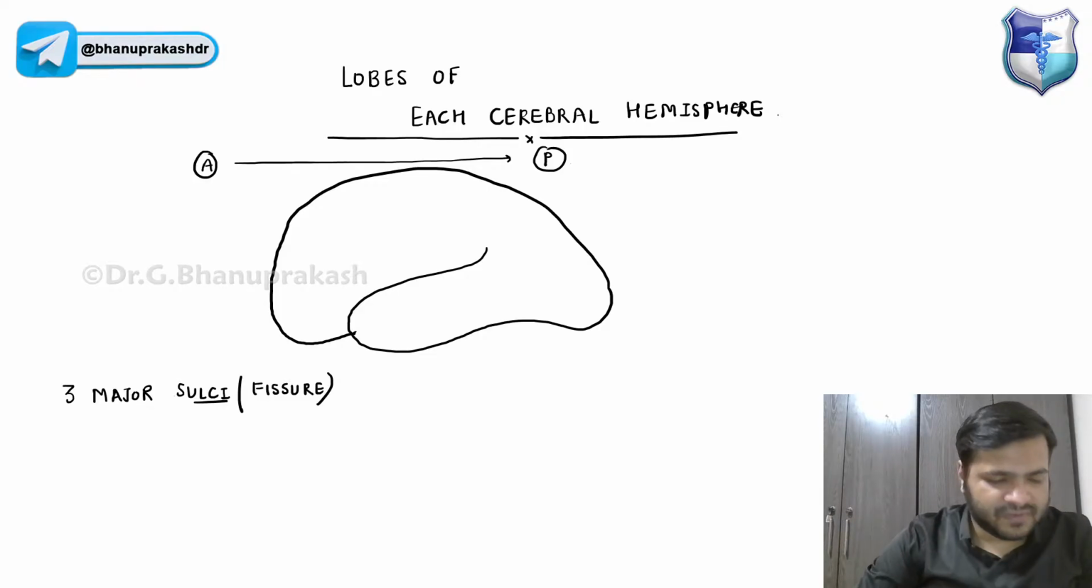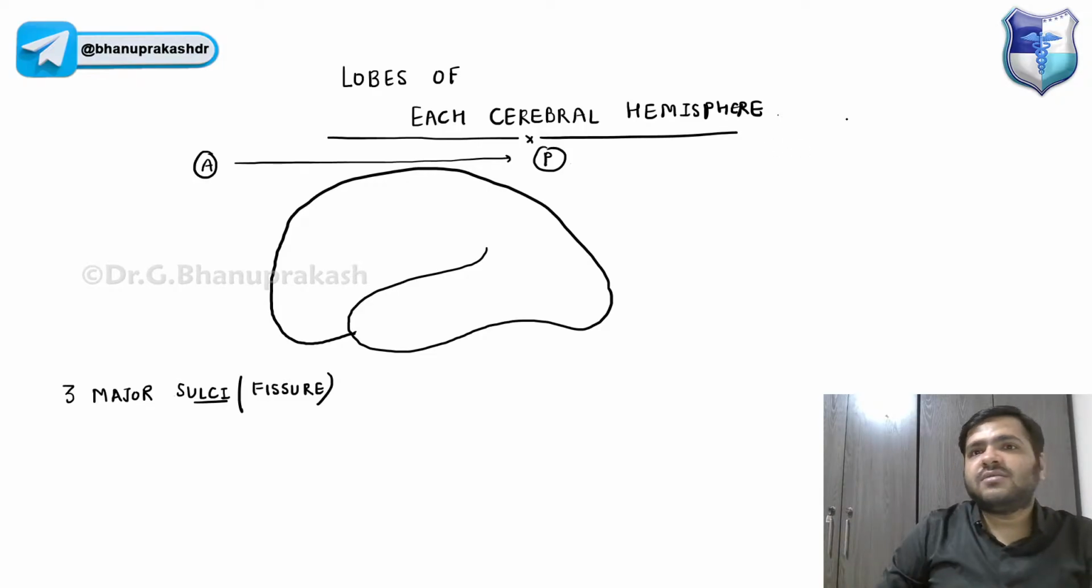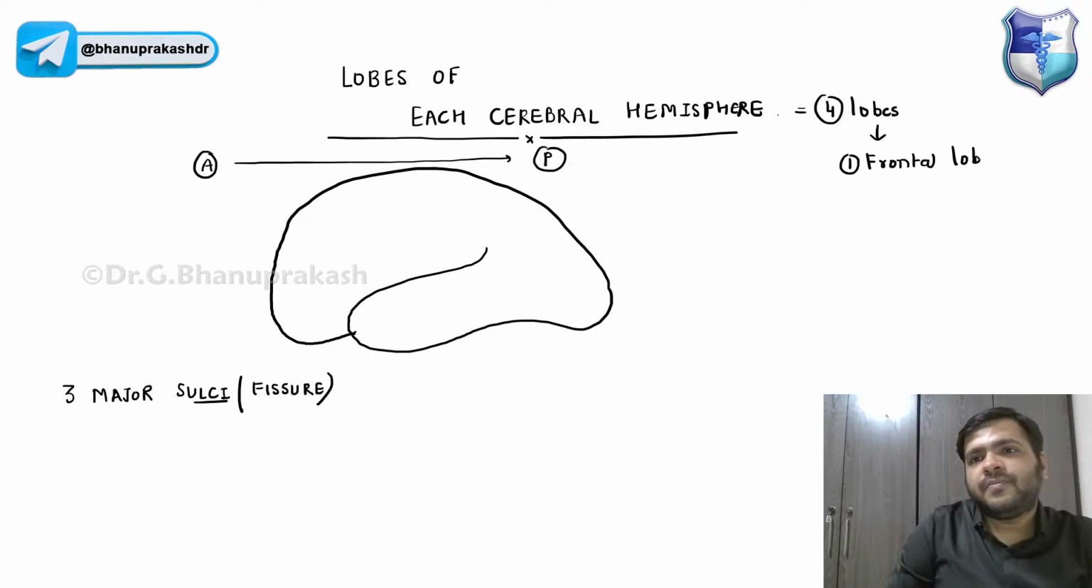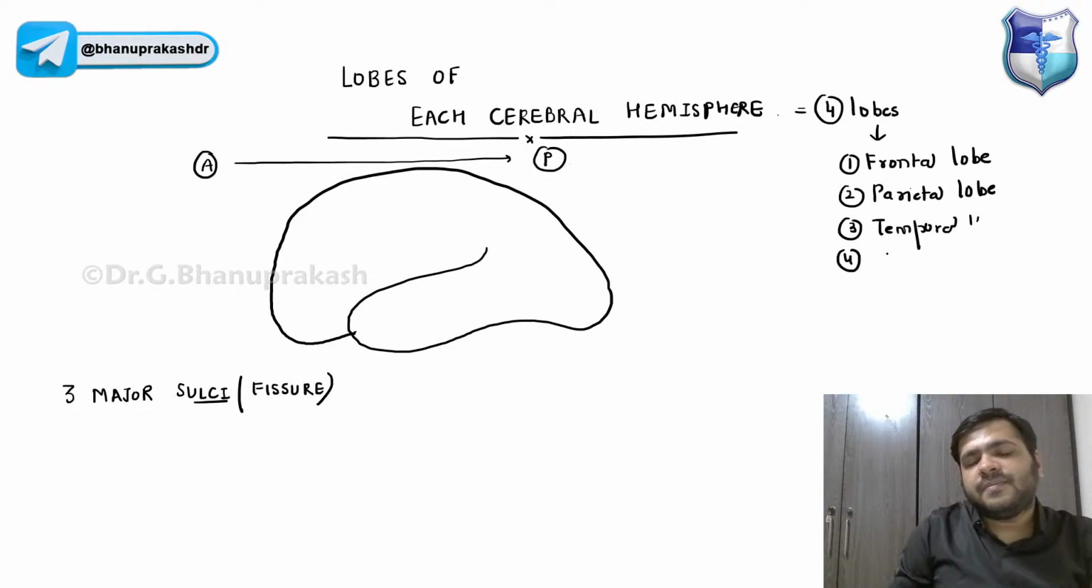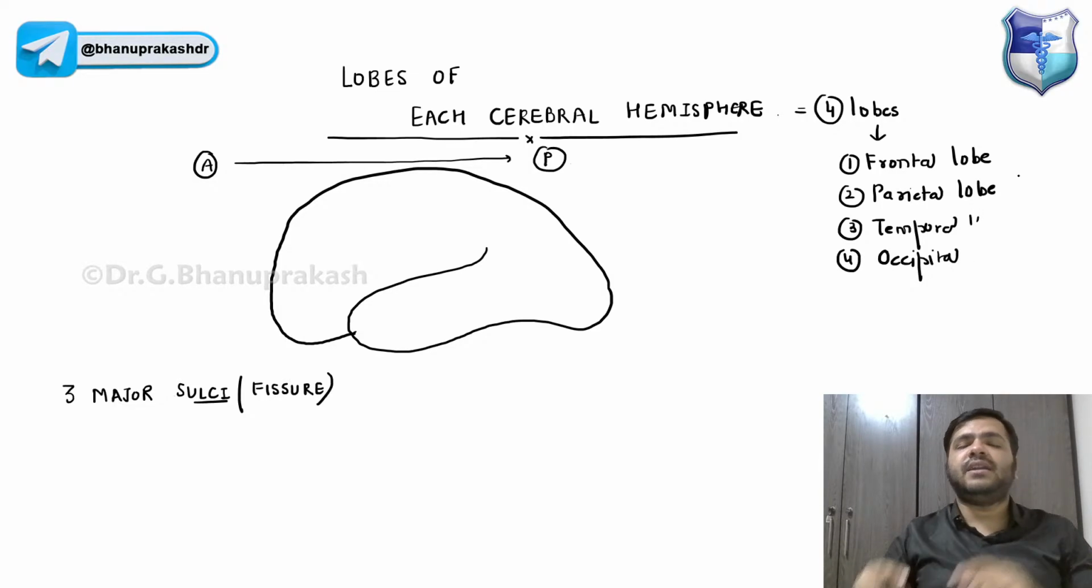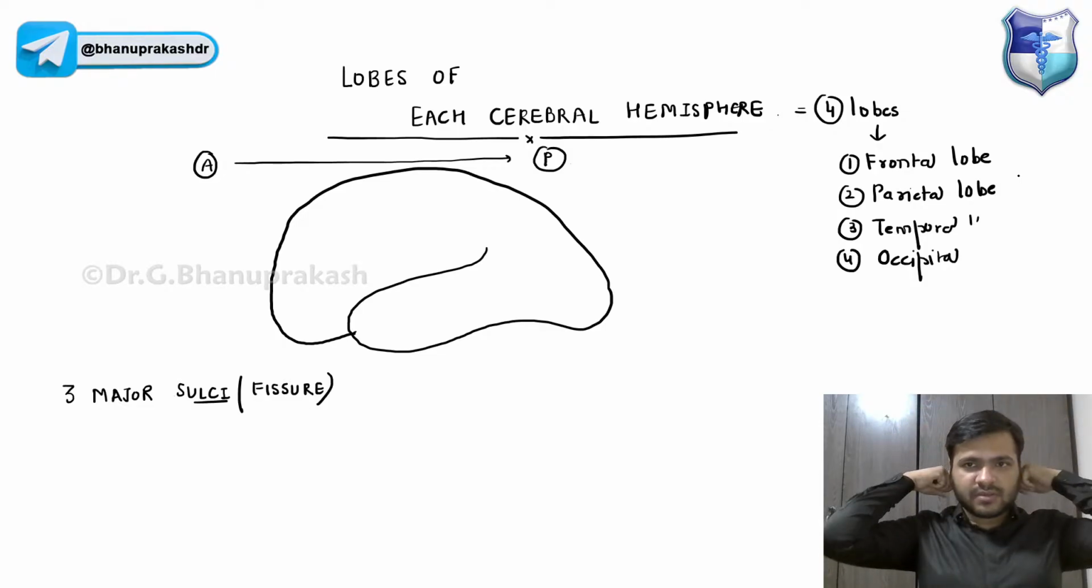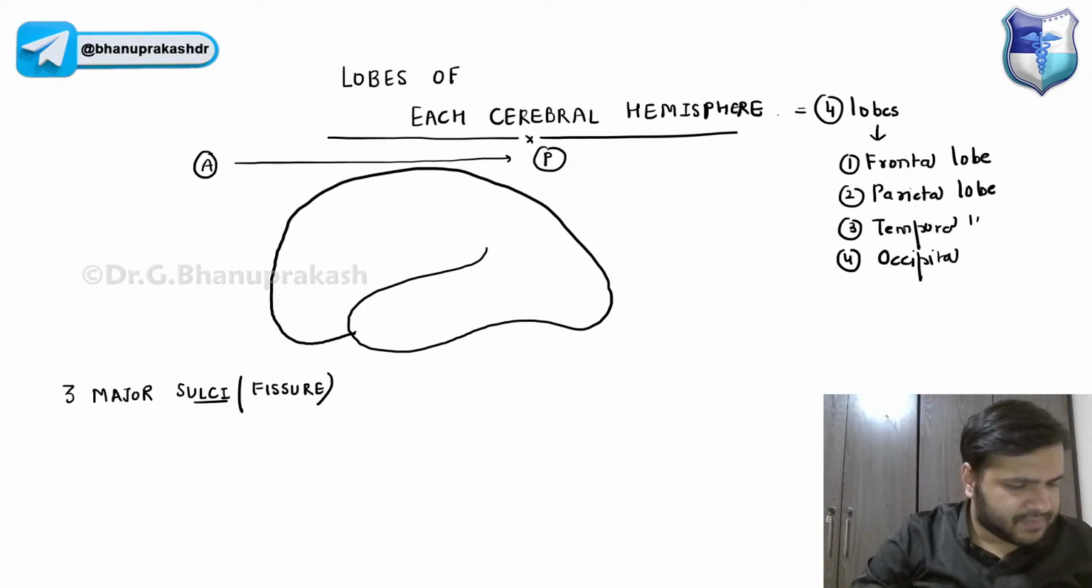Yes, it is divided by three main sulci or fissures into four lobes, guys, right? So what are the four lobes? You already know: we have the frontal lobe, the parietal lobe, the temporal lobe, and the occipital lobe. Frontal, parietal, occipital, temporal, right?